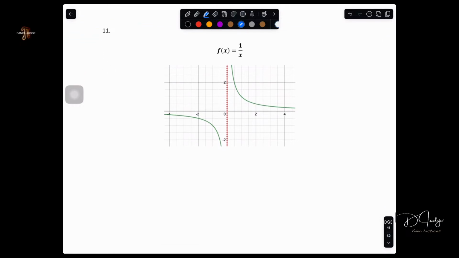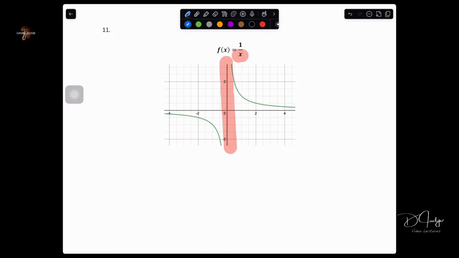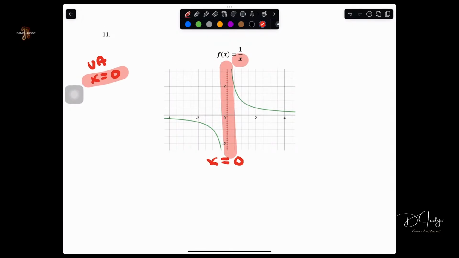Oh, no, we got more. Sorry. We see we have a vertical tangent. I'm sorry, I keep saying that. We have a vertical asymptote. Set the denominator equal to 0 and solve for x. Well, it's already solved for x. This function at x is 0 has a vertical asymptote at 0.